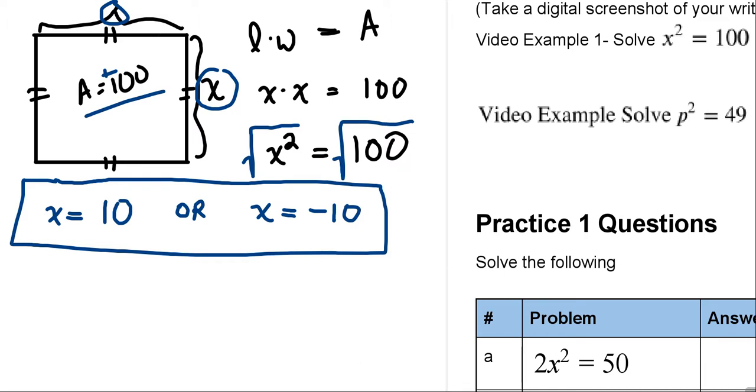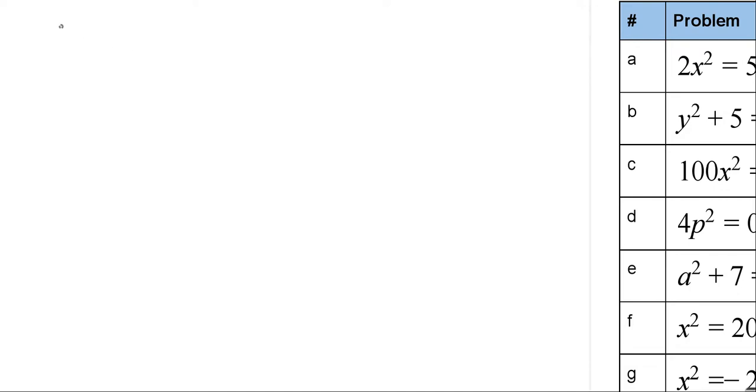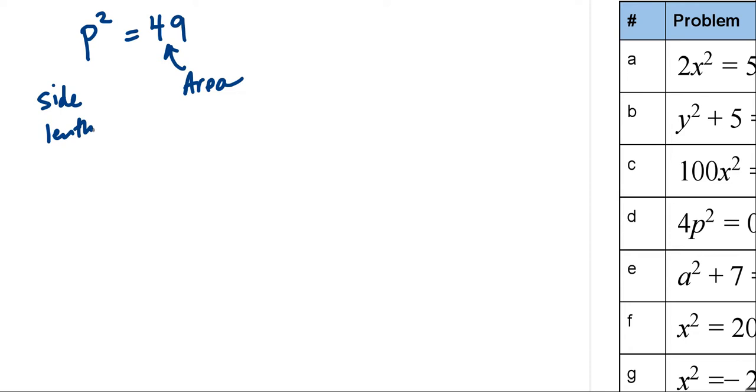Let's go to the next one. Okay, let's scroll up here. The second example would be p squared equals 49. We don't know what p is, and we're trying to find that. Again, we visualize this as an area, and this is the side length.